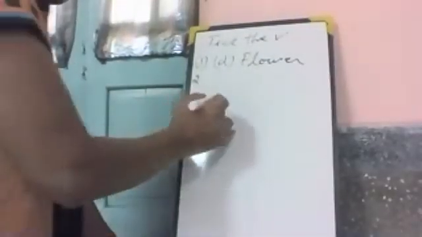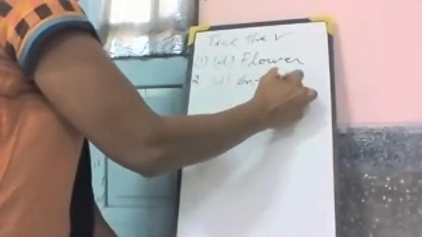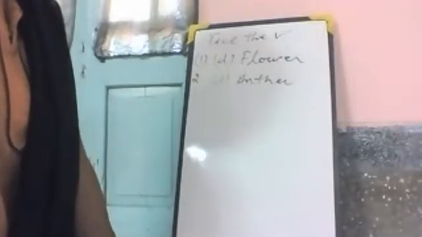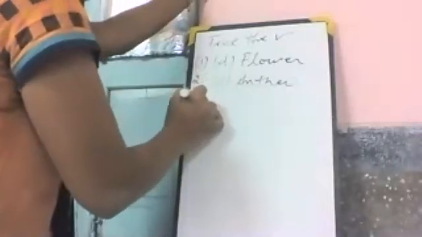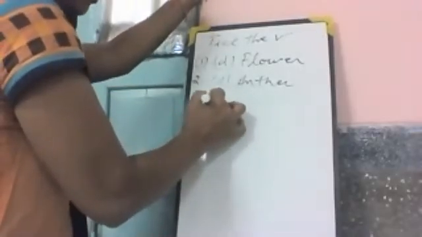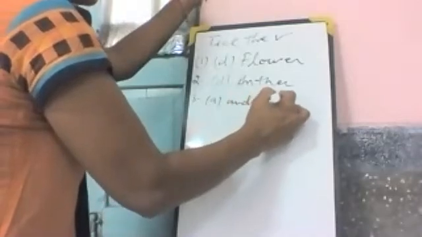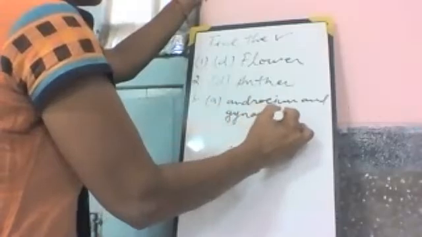Pollen grains are produced in the anther, because filament is a part of the androecium, but style and pistil are part of the gynoecium. Then the reproductive whorls of a flower are, what are the reproductive whorls? It is androecium and gynoecium.